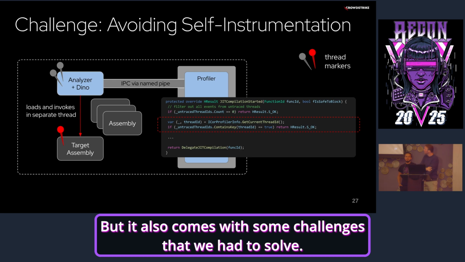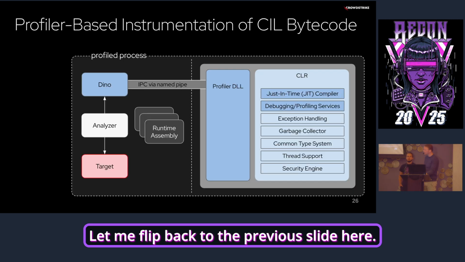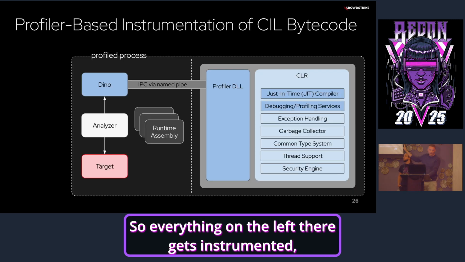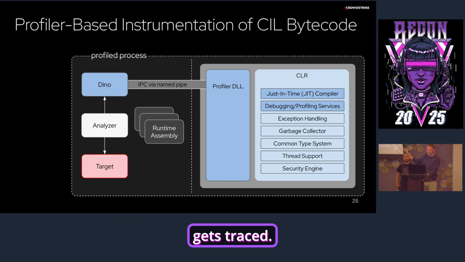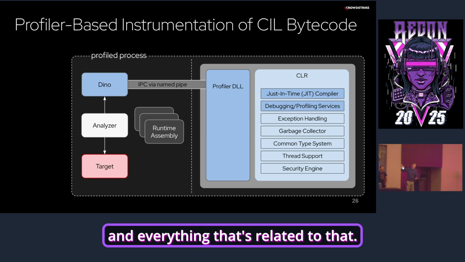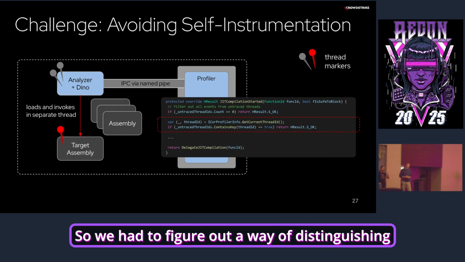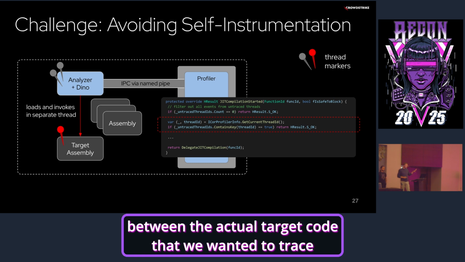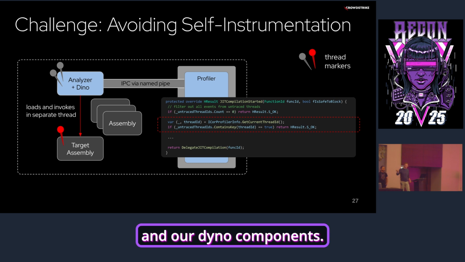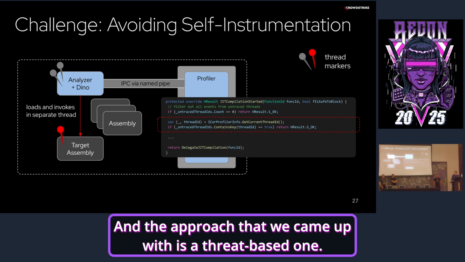But it also comes with some challenges that we had to solve. And one challenge is self-instrumentation. Let me flip back to the previous slide here. So everything on the left there gets instrumented, right? Gets traced. So that means our Dino and the analyzer and everything that's related to that. Those things get instrumented as well. And we don't want that because that is the analysis code that we wrote. So we had to figure out a way of distinguishing between the actual target code that we wanted to trace and our Dino components. And the approach that we came up with is a thread-based one.